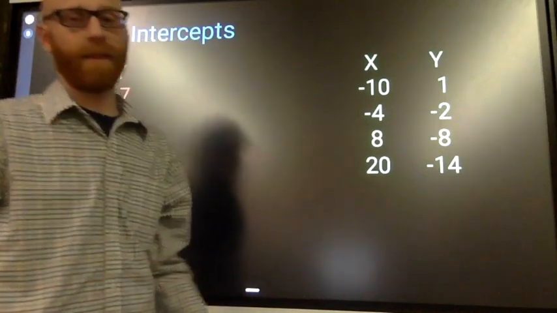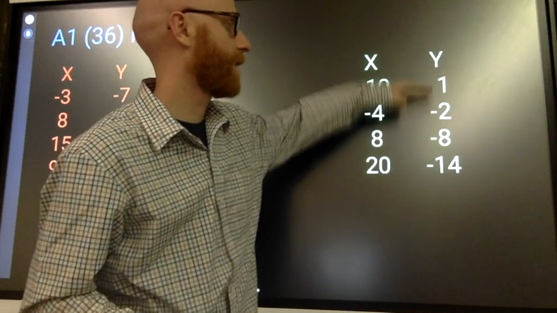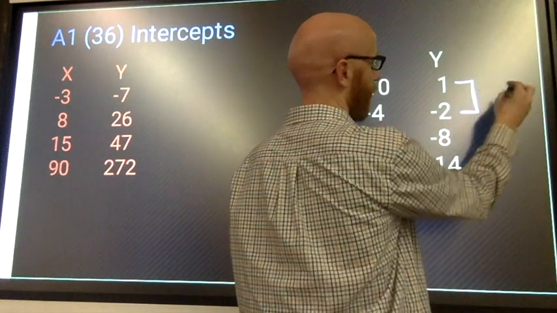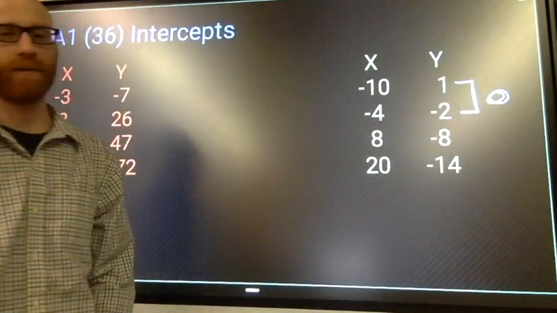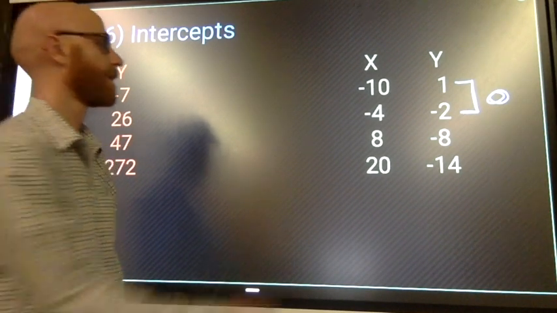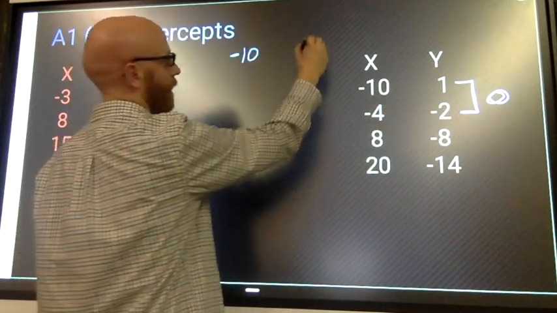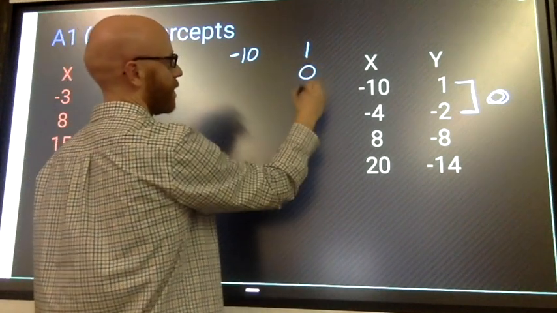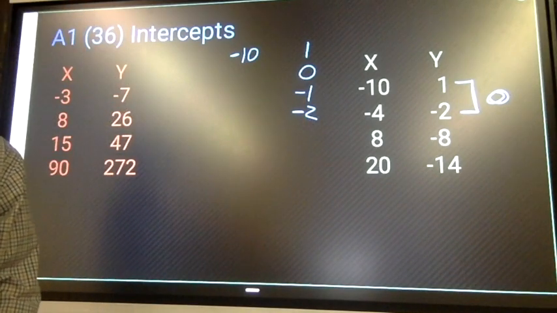First off, I'm looking for a situation like this. I'm going from negative to positive in y, right? From negative to positive. So I know that 0 is between +1 and -2 to find my x-intercept. Okay? So those are the rows that I'm going to separate. -10, 1, 0, -1, -2. Okay, so I'm counting by ones in my y direction.